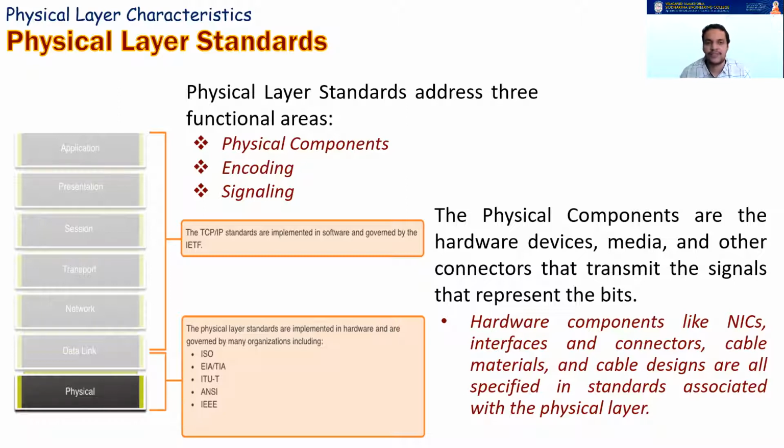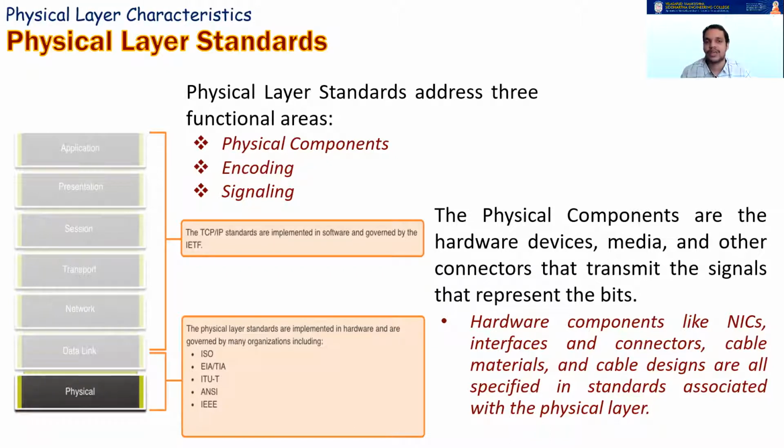If you check out the diagram here, it gives you an idea that the physical layer standards are implemented in hardware and are governed by many organizations. We studied about these organizations earlier, which include ISO, EIA, TIA, ITU-T, ANSI, IEEE. And the remaining ones, all the upper layers, are actually implemented in software and are governed by the IETF.